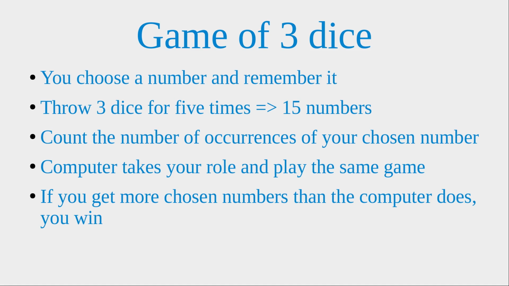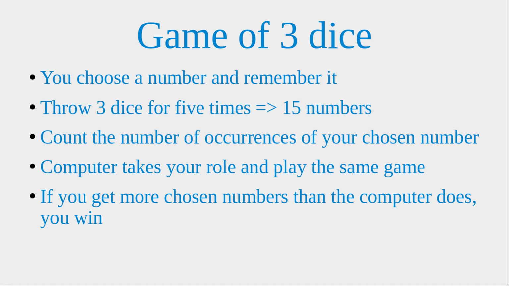In this section, I'm going to play a game of 3 dice. The idea is like this. I choose a number and remember that number. So I can choose a number between 1 and 6. And after choosing a certain number, I throw 3 dice for 5 times.